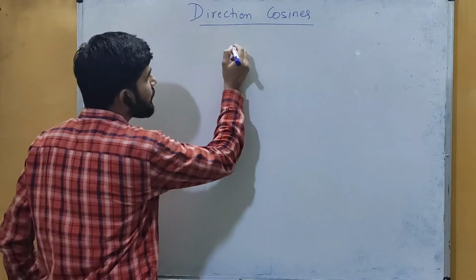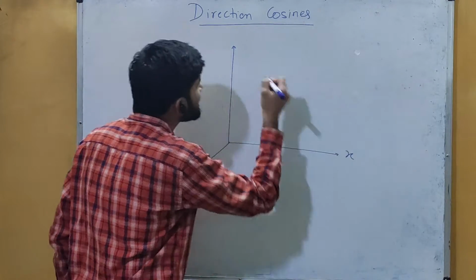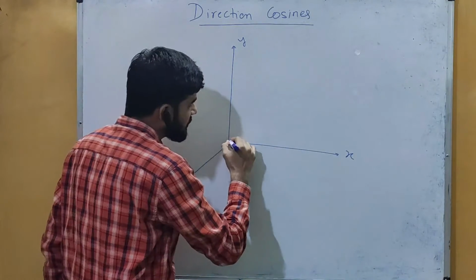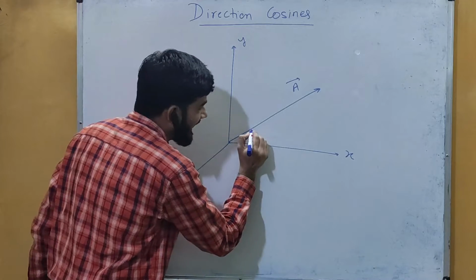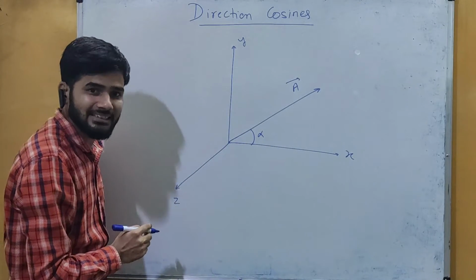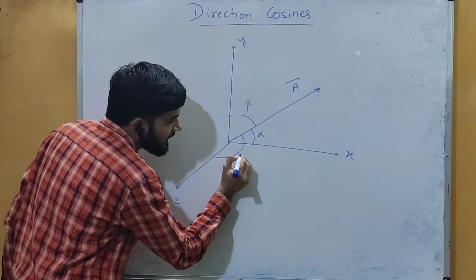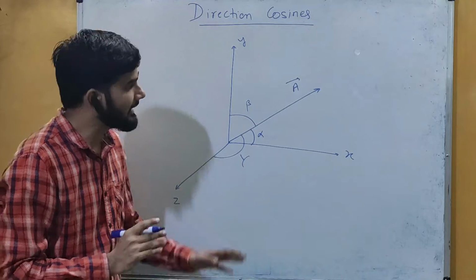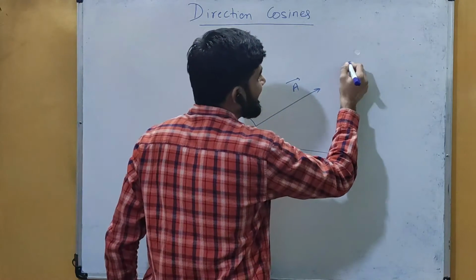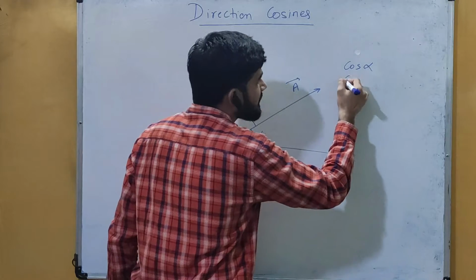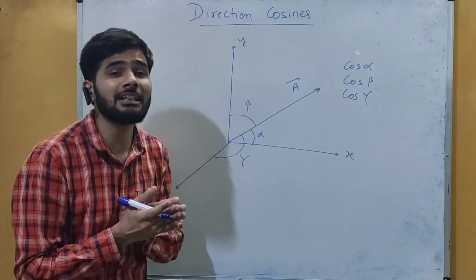Here I will show you with the help of the diagram. We have these three different axes. I have this x-axis, y-axis and z-axis. Let me assume that I have a vector, and that vector is vector A, and this vector is making an angle of alpha with the x-axis, beta with the y-axis and gamma with the z-axis. Now here we have to represent the direction cosines of this vector A. So I can write this cos alpha, cos beta and cos gamma. These all are the direction cosines.